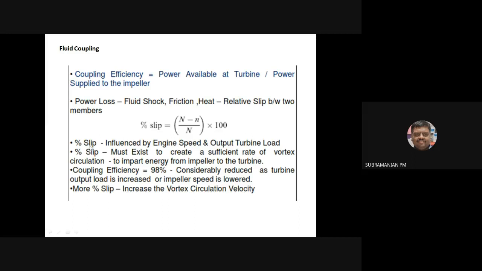I told you about the vortex. When will the vortex be there? Whenever there is a speed difference between impeller and turbine; capital N stands for impeller and small n stands for turbine. So whenever there is a speed difference, we will have a vortex. If I'm asked, to maintain a vortex flow I have to maintain slip. Whenever slip is there, I will have a vortex. When the vortex is there, I'm imparting energy from the impeller to the turbine. When the vortex is not there and only rotary flow is there, I am not imparting energy from the impeller to the turbine. So the vortex is needed to impart energy from impeller to turbine.